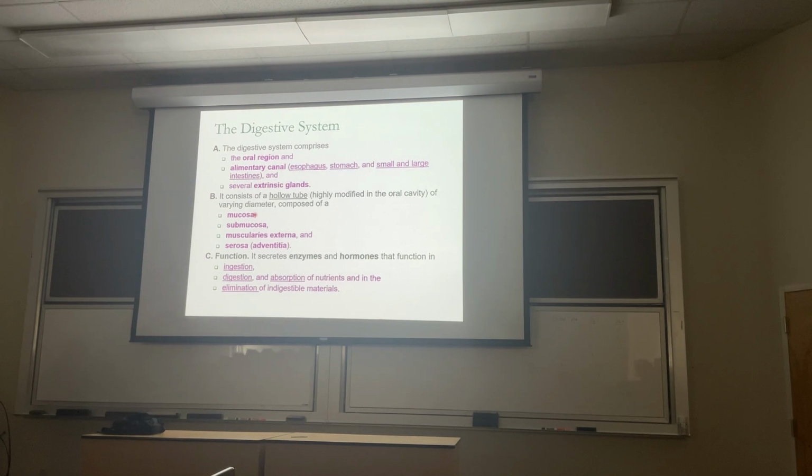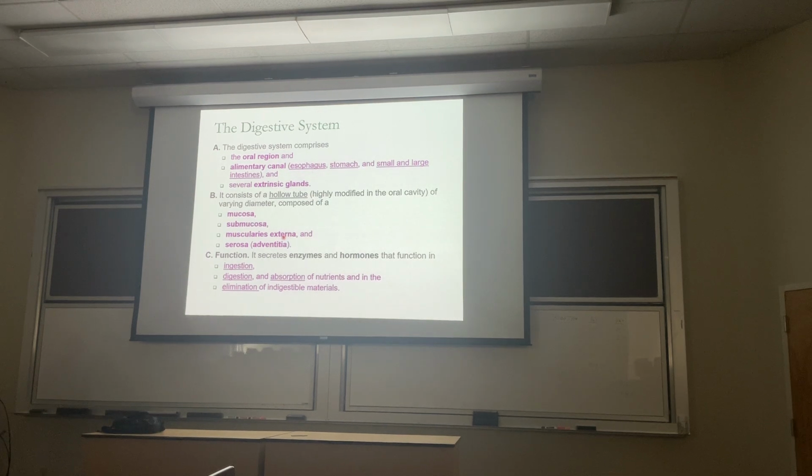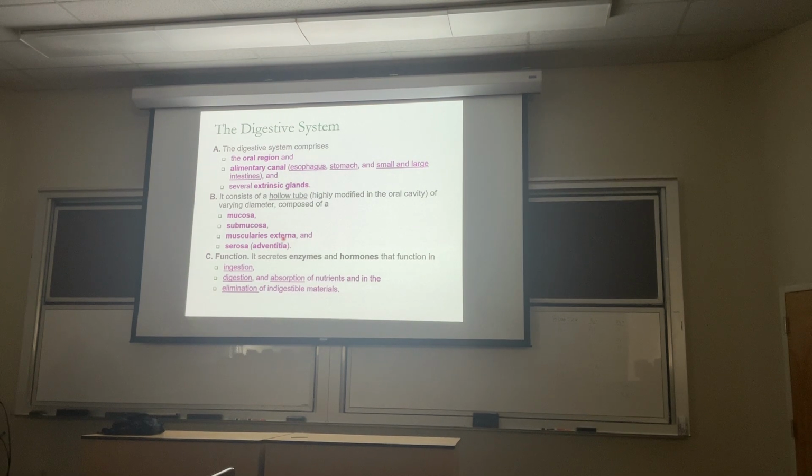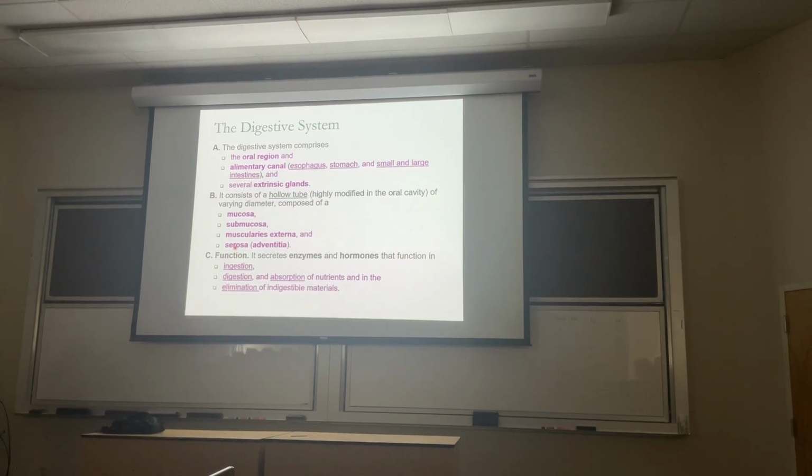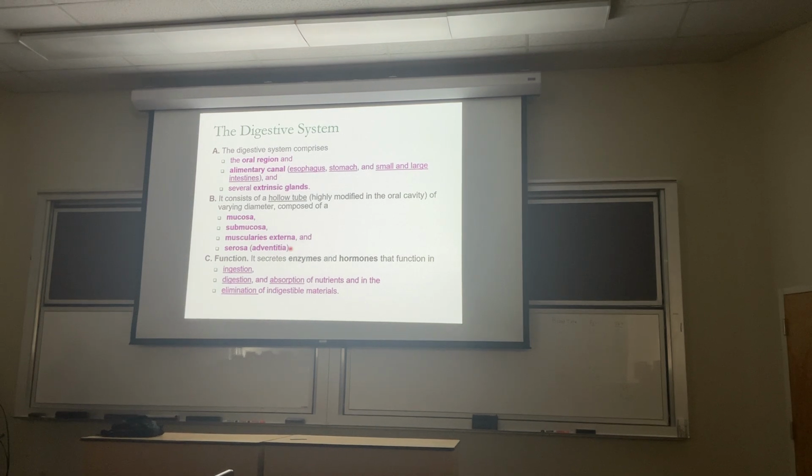The submucosa, it's connective tissue. The muscularis externa, that's a thick muscle layer. And then one that's either called the serosa or the adventitia. If it has a mesothelium attached to it, it's called the serosa. If it doesn't, it's called the adventitia. So alternate names depending on if it has a mesothelium or not.